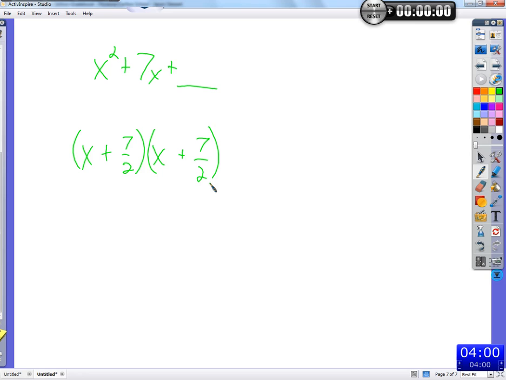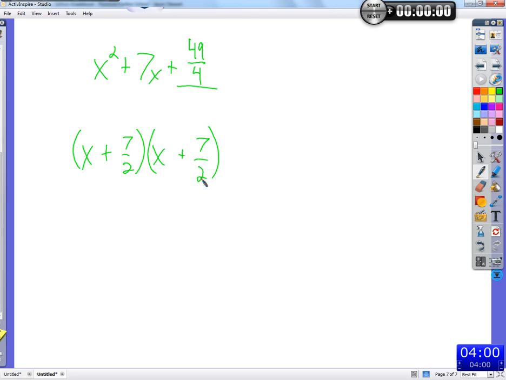And we would multiply 7/2 times 7/2, that would give us 12 1/4. 24 1/2. You got part of it. Over what? Over 4. Multiply straight across. 49 over 4. It's not pretty, but there it is.